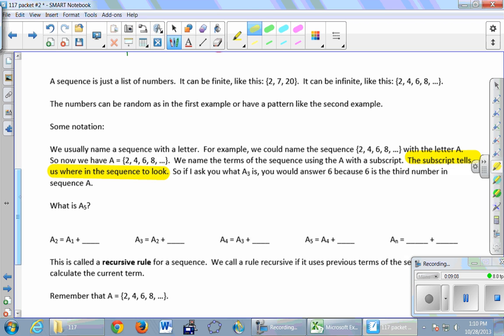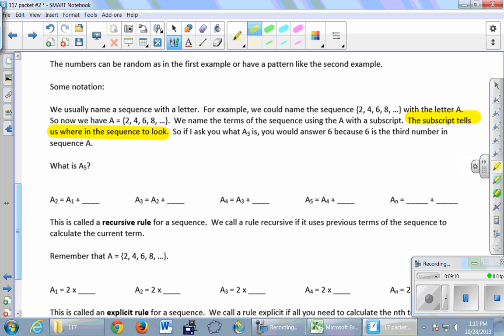Okay, so let's answer this next question. What is A5, which would be the 5th number in that list, which actually isn't written down yet? Kate? Kate says 10. Agree? The 5th number in that list is 10. So the subscript tells you where to look.